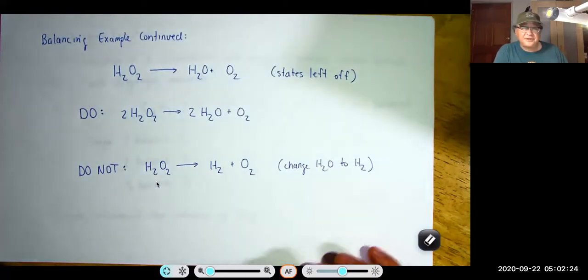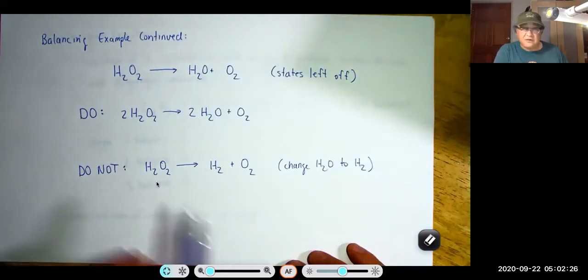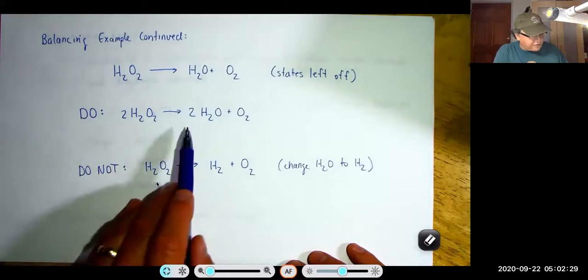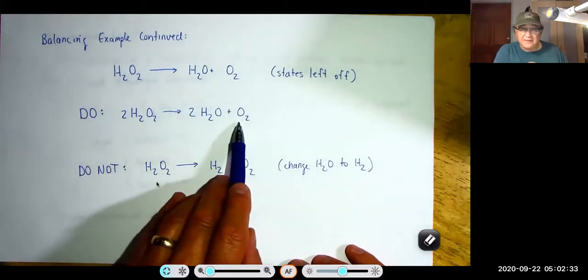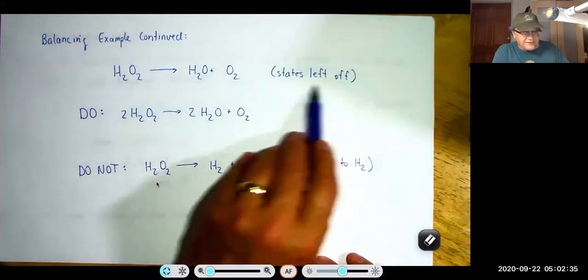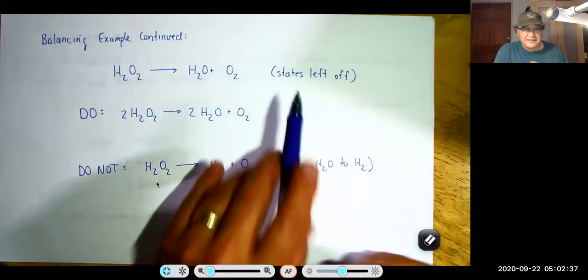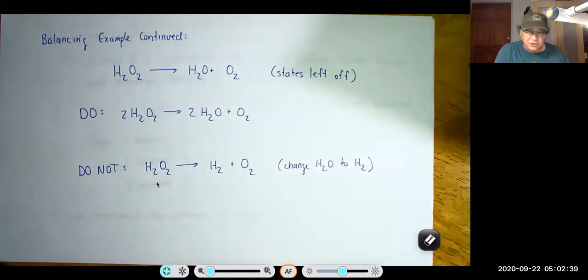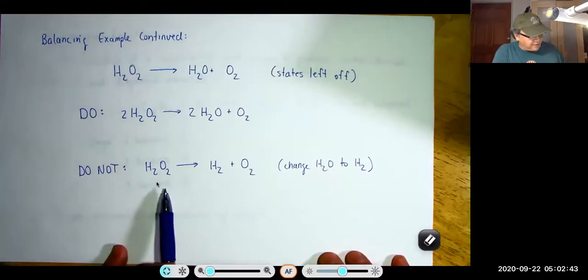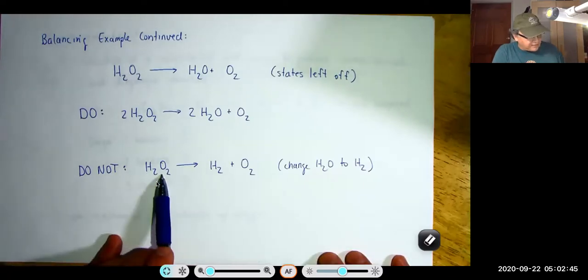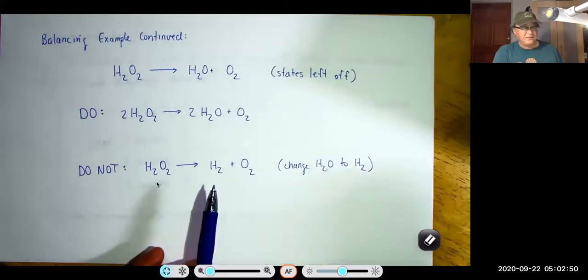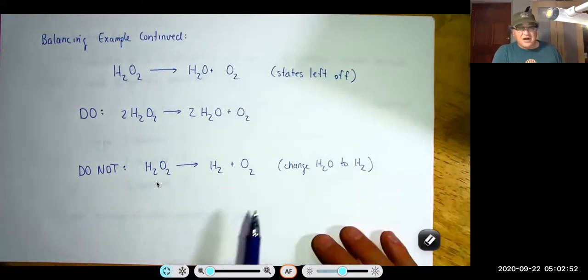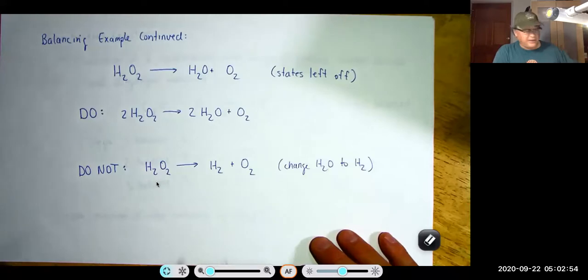Change coefficients. I changed the coefficient in front of hydrogen peroxide and the coefficient in front of water, and I left the coefficient in front of O2 the same. You'll notice for balancing, I left the states off because we don't need the states to balance this. I can always reintroduce them later. So here's the do not. So I have H2O2, and I decide, you know what? I don't like that extra oxygen. If I just erase it, it'll be balanced. This is a do not. Do not change formulas.